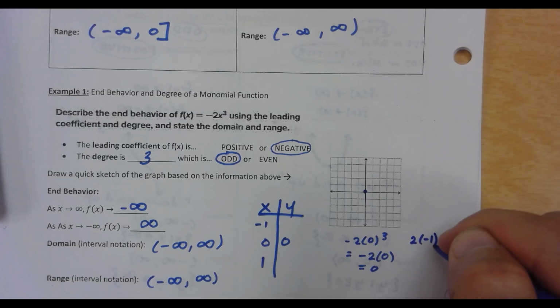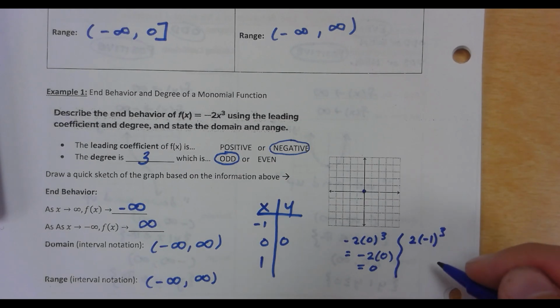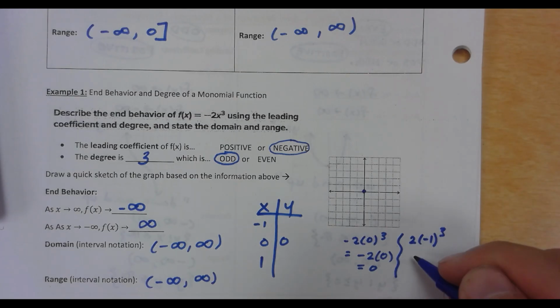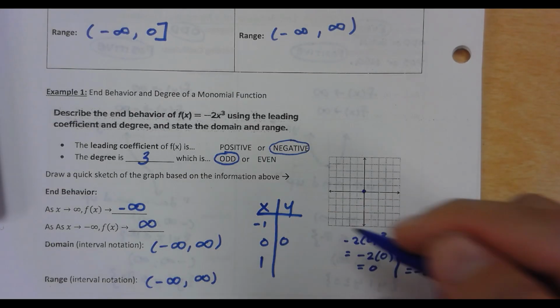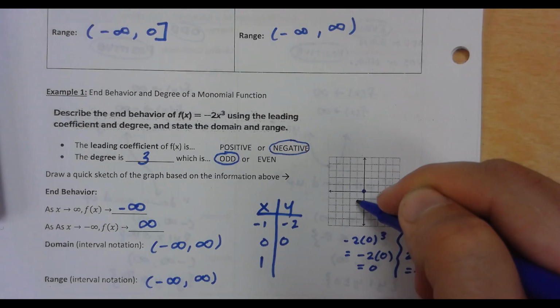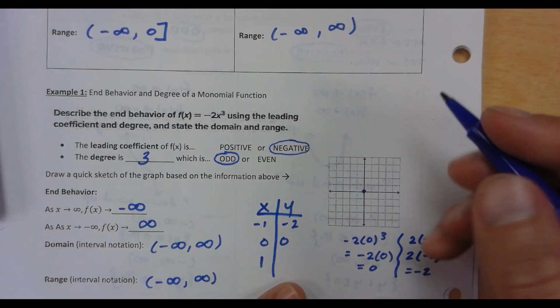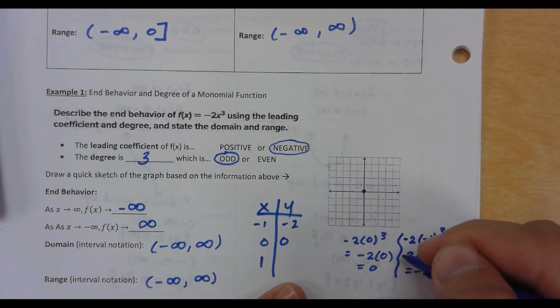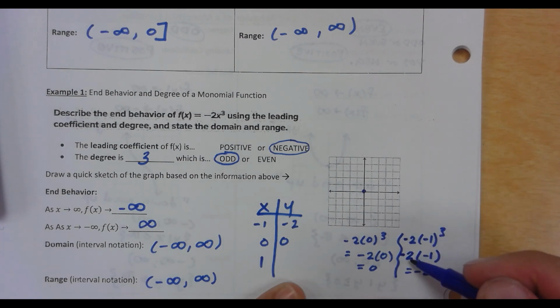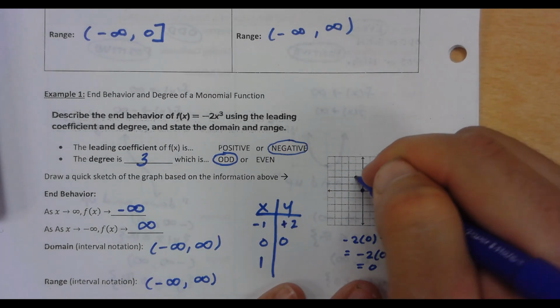Negative 2 times negative 1 cubed. Ooh, so here, negative 1 cubed is negative 1 times negative 1 times negative 1. Because it's 3 times, it's going to stay negative. So this is negative 2. So when I plug a negative 1 in, I got a negative 2 out. Oops. No, I get a positive 2 out. I forgot about this negative in front. So it's actually a positive 2. So negative 1, positive 2 is here.